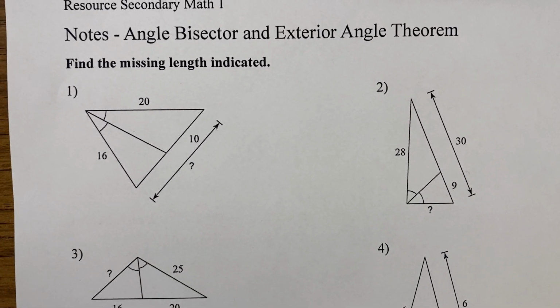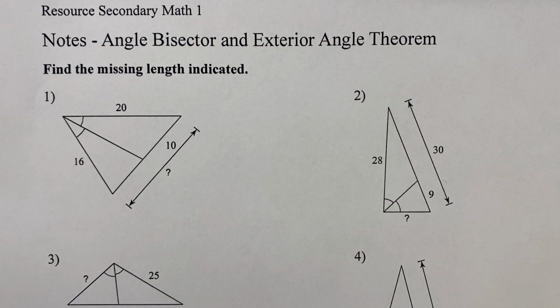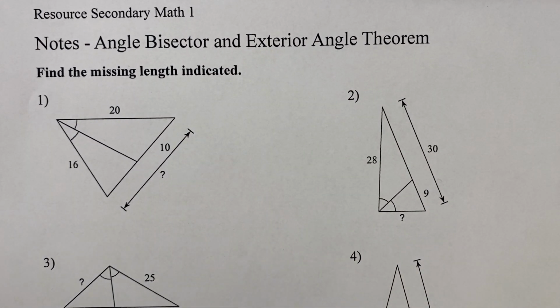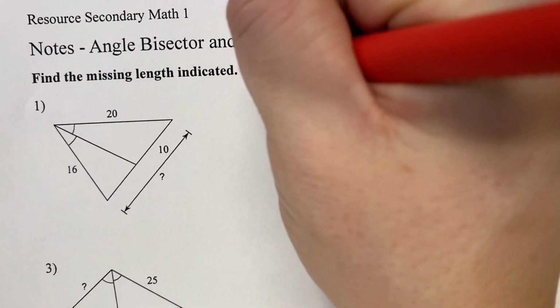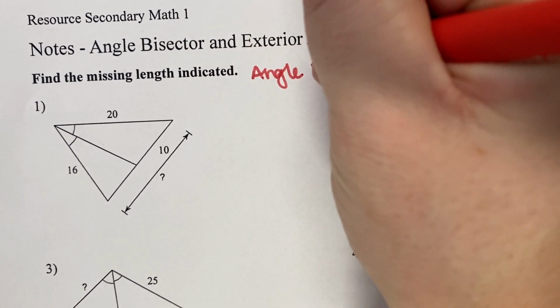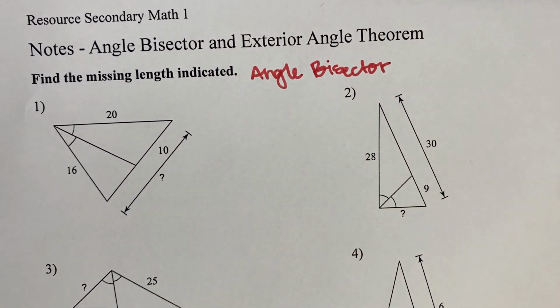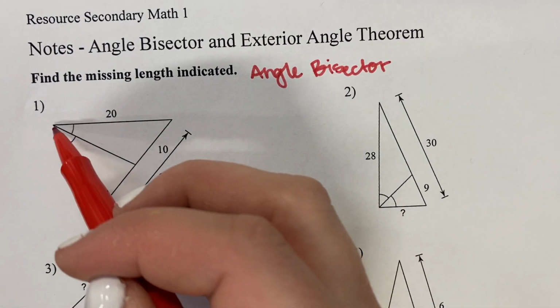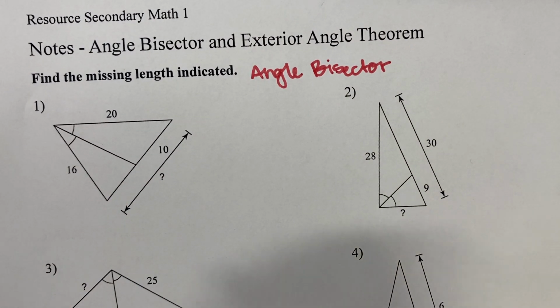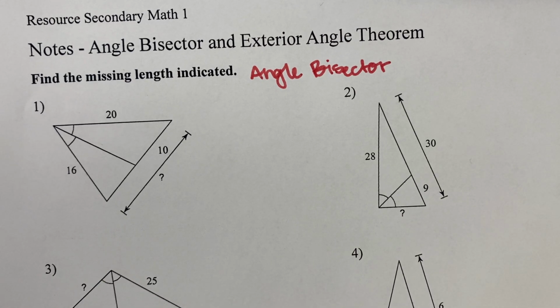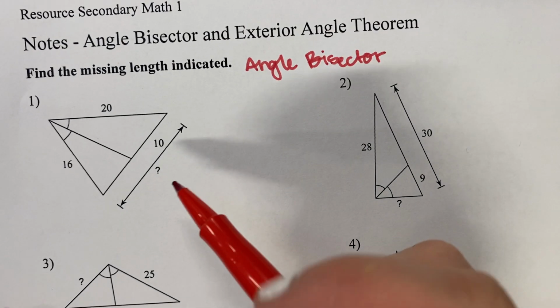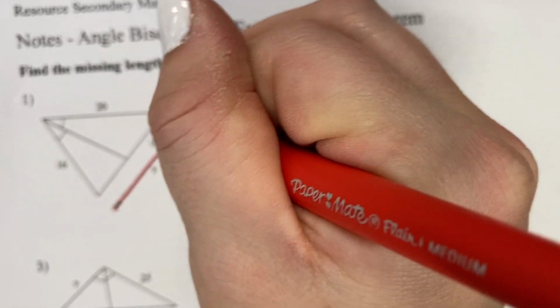So let's go ahead and look at number 1. This one we're talking about the angle bisector theorem. So we'll go ahead and just write that on here. So numbers 1 through 5, we're talking about angle bisectors. That's when this angle is cut in half, which allows us to set up equal proportions. So for number 1, what we're actually looking for is this entire missing side.